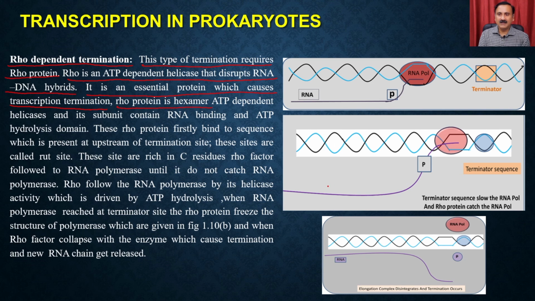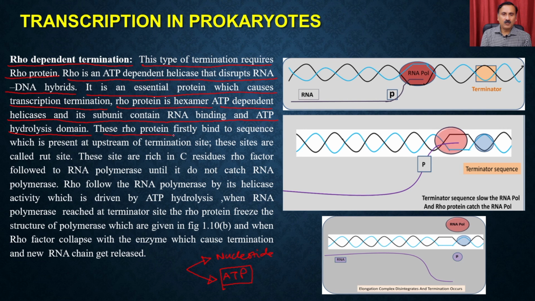So rho protein is a hexamer, and it binds to the RNA, right? It is an ATP-dependent helicase, and its subunit contains the RNA binding and the ATP hydrolysis domain. So in the rho protein you have two activities: you have the nucleotide binding activity, or the RNA binding activity, and then you also have the ATP hydrolysis activity. So you utilize the ATP hydrolysis, and then you bind the RNA.